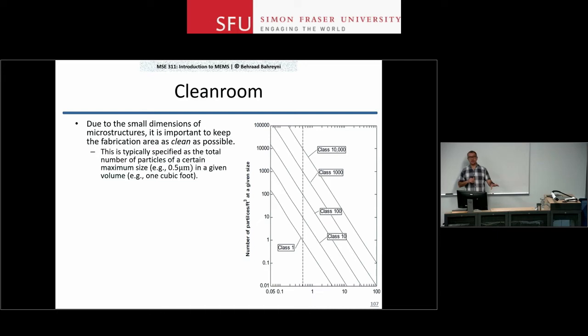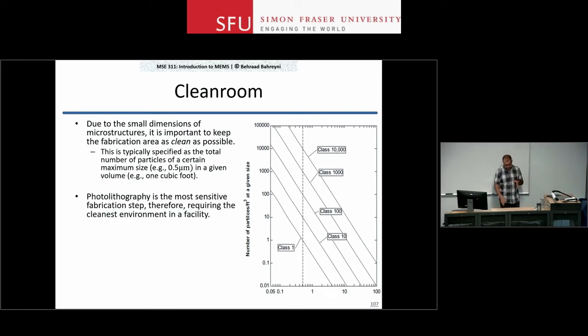But this one is easy to basically visualize. So class 1 means that you have one particle of half a micron in diameter or larger per cubic foot of air. And now what happens is that, as we're going to see, photolithography is the most sensitive process to contamination, because this is where you're defining the different sections of your device. If it is a transistor, you're defining where the gate, source, and drain are. If you're making a MEMS device, you're defining where the beam is, or where the springs are, or where the etch holes are, right? So all of those are very, very critical points.